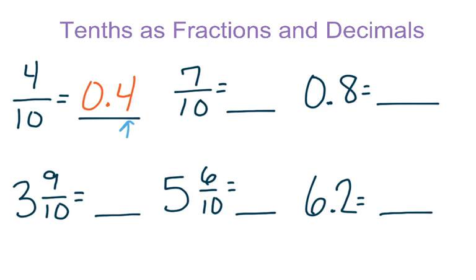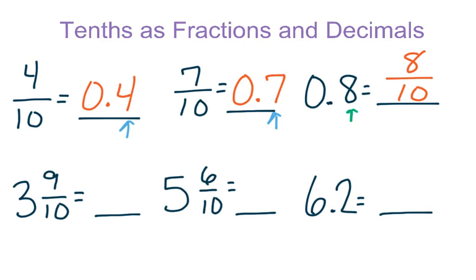The next one I want you to do is 7 tenths as a fraction and turn that into a decimal. 7 tenths as a fraction, we would have our 0, we would have our decimal, and our 7 would end up in the tenths place. Again, that's the first place after the decimal. And then we have 8 tenths as a decimal, and again, this 8 is in the tenths place. So when we rewrite that as a fraction, we have 8 tenths.